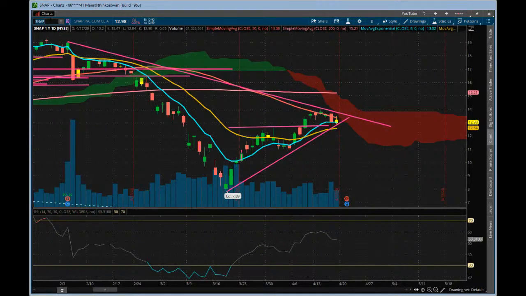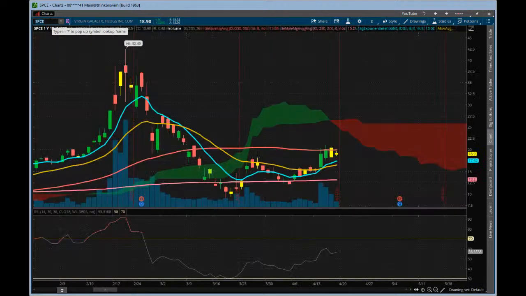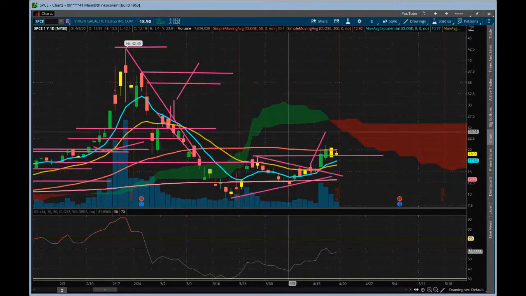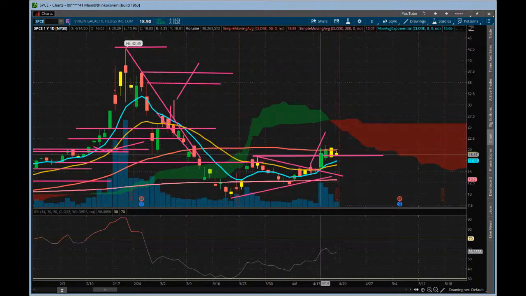And then SPCE, everybody's favorite one to get distracted with, right? So double inside day, right? Double inside day on that one. Very, very tight on Friday. See if it can push up and get back over its 50 moving average.